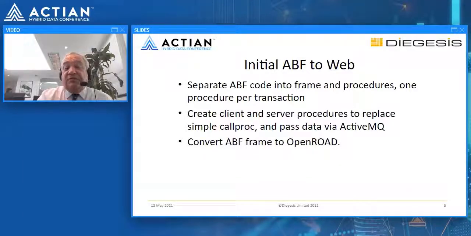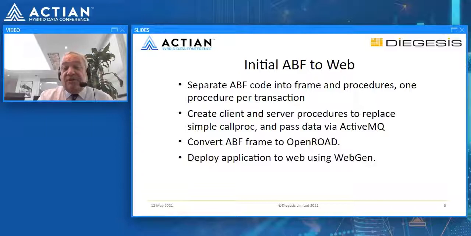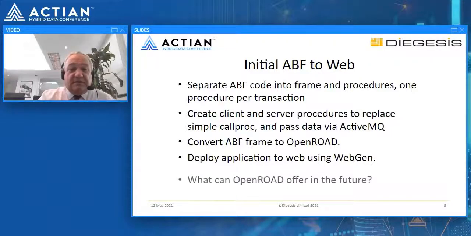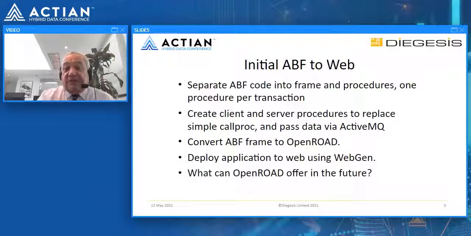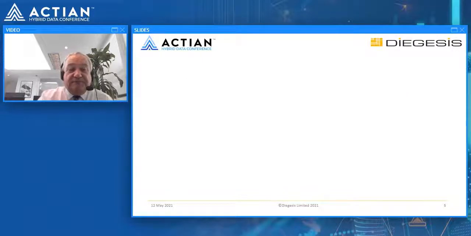Once we've got that working, then we can convert the ABF frame to OpenROAD. Actian have brought out some really interesting tooling called WebGen to help us to do that, so we can do it quickly and reliably. And once we've done that conversion and created the OpenROAD application, then obviously WebGen pumps that out. And after that, we're going to say, what can OpenROAD offer us in the future, and why is it such a compelling path for future migration?